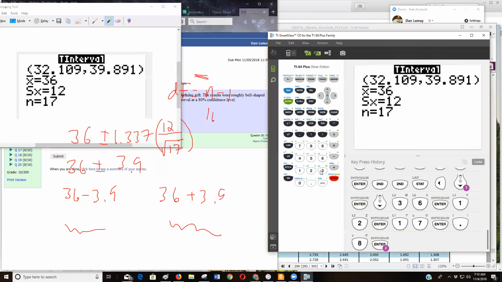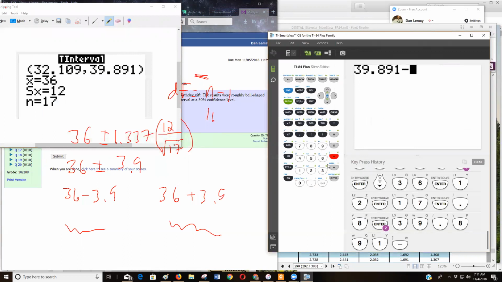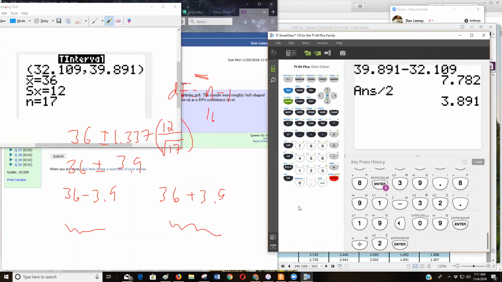So I'm going to type in the upper value, 39.8891, minus the lower value of 32.109. Do I have that typed in correctly? Yes. This is going to be two margins of error wide, so if I divide that by two, notice I'm getting my 3.9, right? That's what you do if you don't want to go through the hassle of calculating the margin of error and looking up the t-score. Of course, there are other MyOpenMath questions that give you the interval and ask you to come up with a margin of error, and that's what you do. Hopefully this helps.